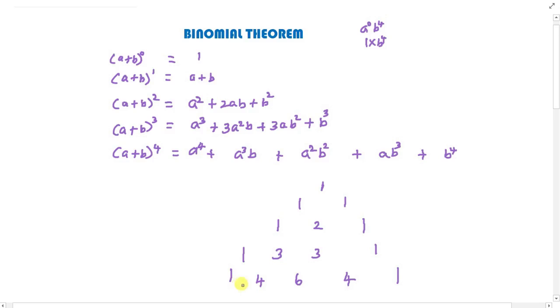So these are the coefficients for the terms in the (a + b) whole power 4 expansion. So 1 is the coefficient of a power 4, and this 4 is the coefficient of 4a cube b, and this 6 is the coefficient of 6a square b square, and this 4 is again the coefficient of 4ab cube, and this 1 is the coefficient of b power 4.